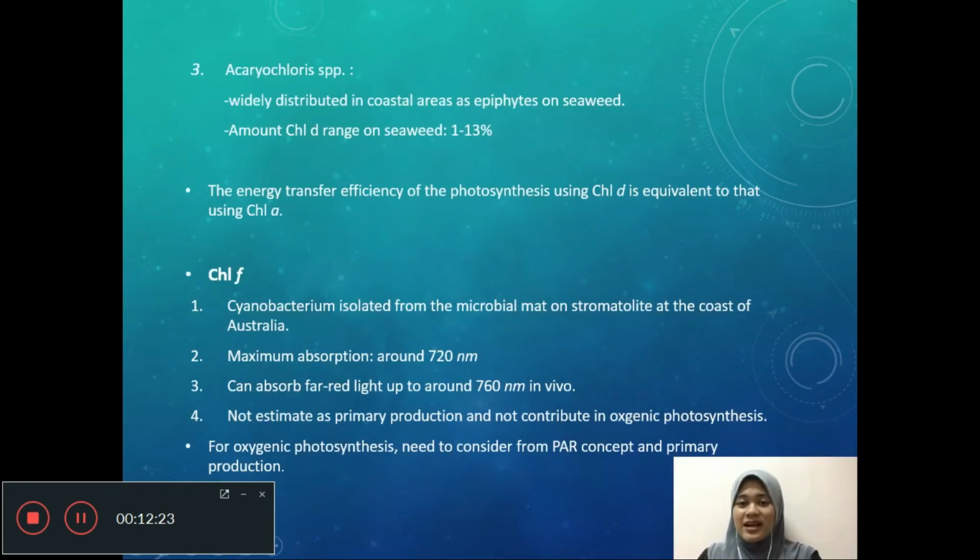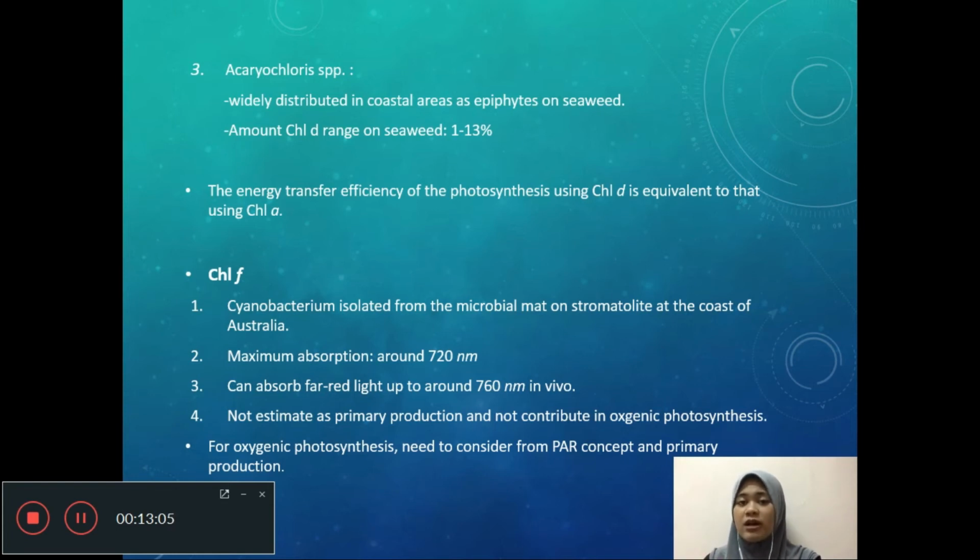Acaryochloris species is a unique organism as it can perform oxygenic photosynthesis using chlorophyll D. Acaryochloris species are widely distributed in coastal areas as epiphytes on seaweed. The amount of chlorophyll D on seaweed ranges between 1 and 13% versus the total chlorophyll A contained in the seaweed. The energy transfer efficiency of photosynthesis using chlorophyll D is equivalent to that using chlorophyll A.